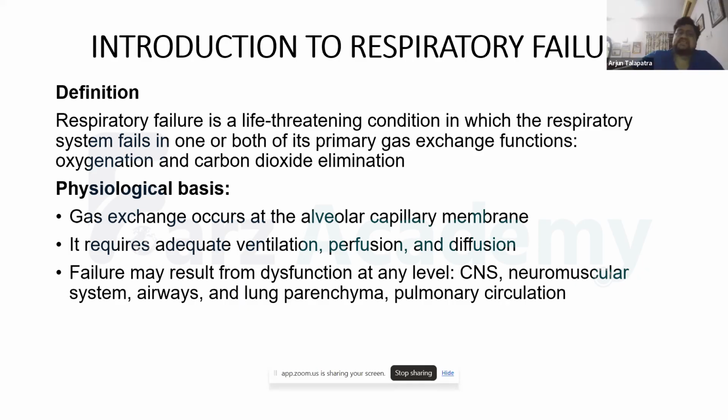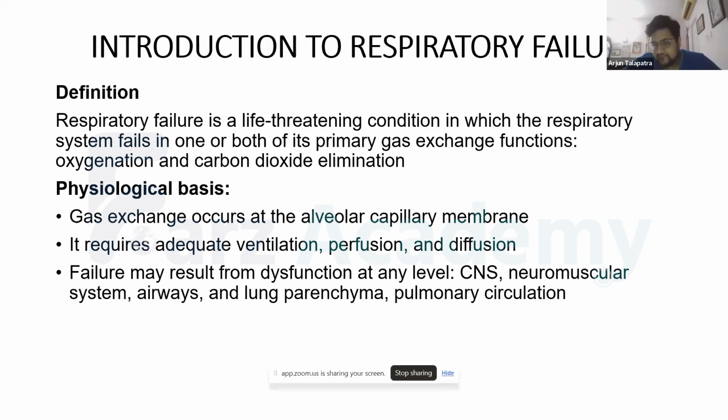So, gas exchange occurs at the alveolo-capillary membrane, that is the juncture between the alveoli and the capillaries, right? And of course, it requires adequate ventilation, perfusion, and diffusion. All three of these things are necessary for adequate gas exchange, that is, transfer of oxygen and carbon dioxide. And if you have a problem with any of these three, that can lead to either a decrease in the oxygen reaching the rest of the body, or an increase in the carbon dioxide, right? So failure of respiration can occur from a dysfunction at any of these levels.